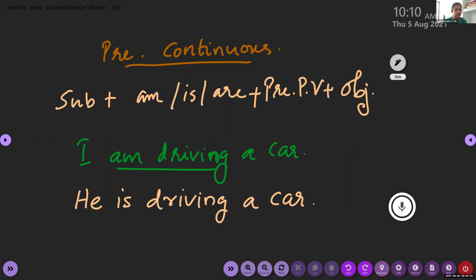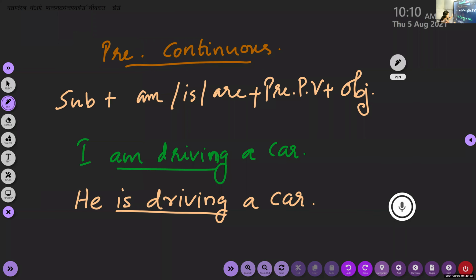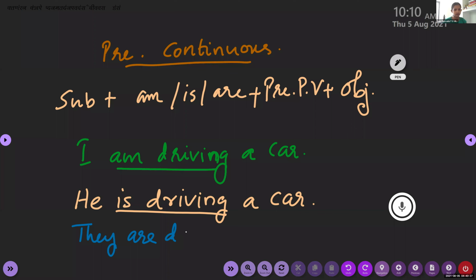Okay, finite verb, Gauri. He is driving. It is also limited by the subject. Then Gauri, use third person plural. They are driving a car. Identify the finite verb, Gauri. Are driving. Okay, see how it is changing, how a finite verb is actually limited by the subject.